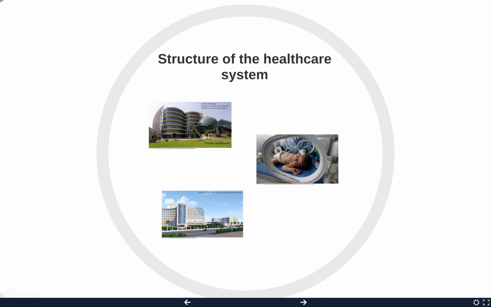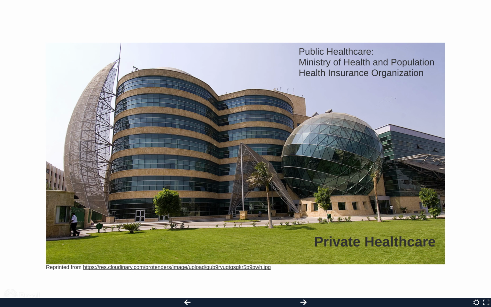Now, moving forward and looking at the national structure of the healthcare system, you can see that just like in the US, there's a public healthcare system and a private healthcare system. The public healthcare system is overseen by the Ministry of Health and Population and the Health Insurance Organization. And then the private healthcare system, similar to the US, is made up of different corporations that fund healthcare through private insurance companies.